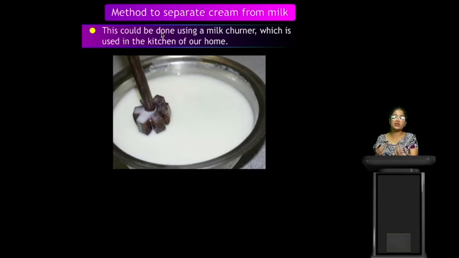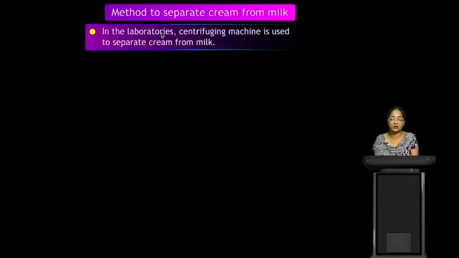But do you think we can use this in the laboratories? No, right? Why? Because of the hygiene requirements. So in the laboratories, a centrifuging machine is used to separate cream from milk. You cannot use the churner in the laboratories because of the hygiene standards you have to practice there. So what do we use? We use centrifuging machines. There are certain machines which are used to obtain cream from milk.